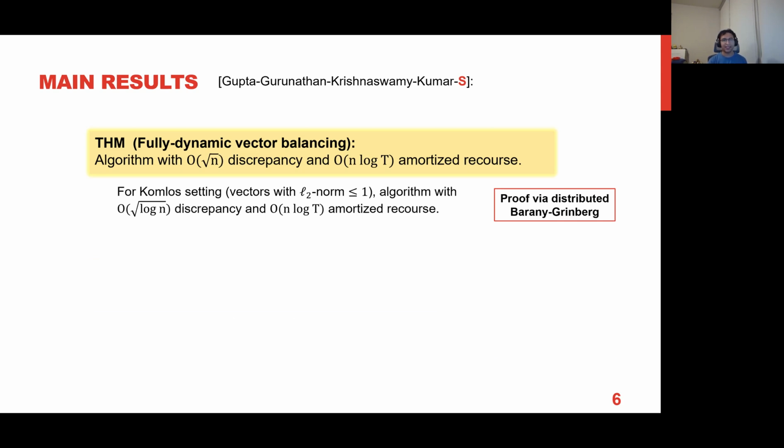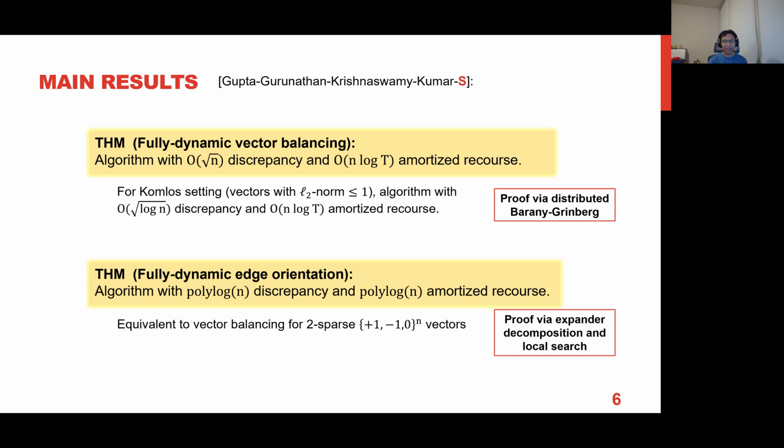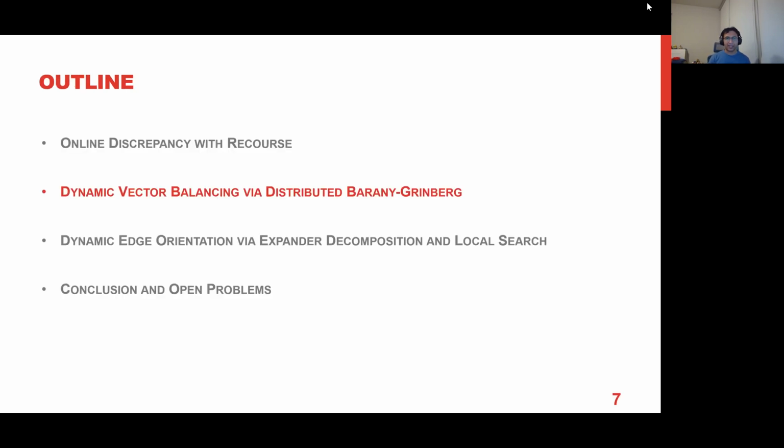We also have another result on a special case of the problem, the graph balancing problem, also known as the edge orientation problem, where we can get even better guarantees, but I'll get to it later in the talk. So let's first look at what we can do for vector balancing, or how the proof goes.